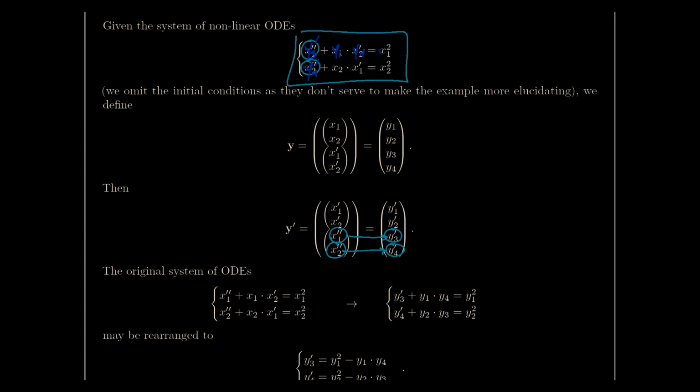x1 is still y1, so this is y1 squared. x2 is y2. x1 prime is here. It's y3. x2 is still y2, so this is y2 squared. So there's my equations in terms of y3 prime and y4 prime. I have the following. If I isolate them, I'll bring everything else to the right hand side. So y3 prime is negative y1 y4 plus y1 squared, and I have y4 prime is negative y2 y3 plus y2 squared. So I just recovered my two other equations. Remember from earlier, I had written down my first two equations coming from this set. I also have y1 prime is y3. I have y2 prime as y4.